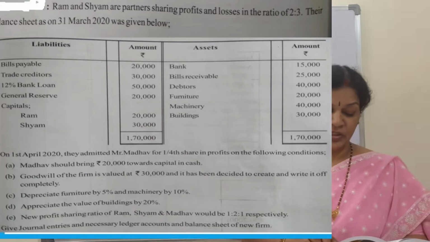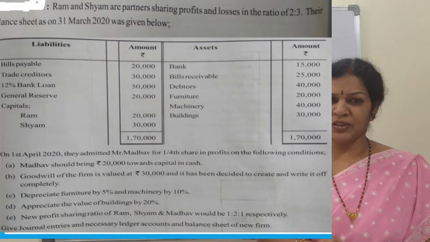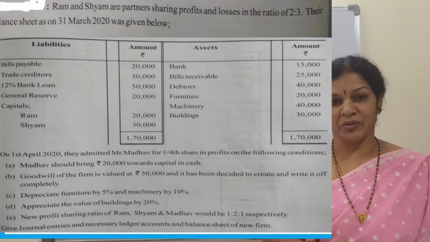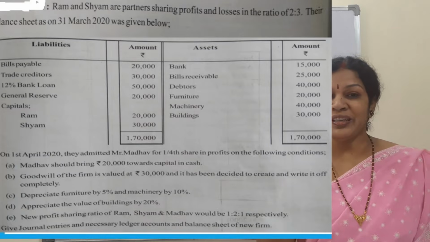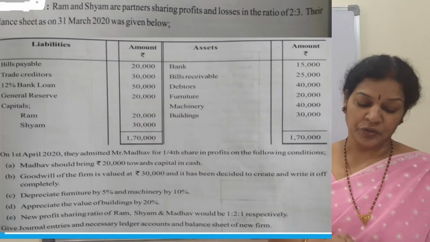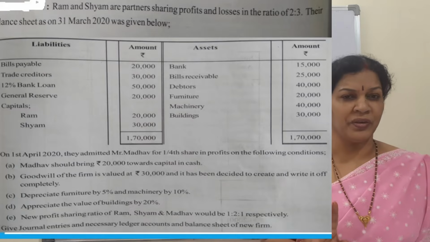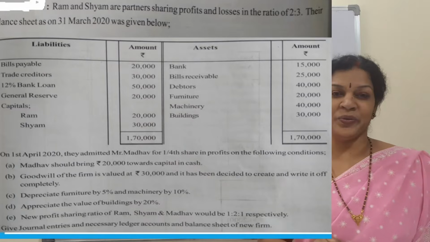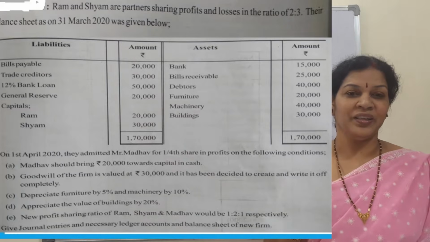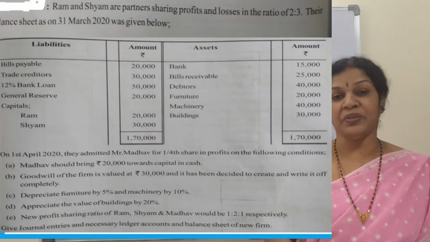Now the third point is depreciate furniture by 5% and machinery by 10%. Both will come from the revaluation account, debit side. Appreciate the value of the building by 20%. This is also the revaluation account, credit side, because of appreciation. Next, the new profit sharing ratio of Ram, Shyam and Madhav would be 1:2:1 respectively. Why is the new profit ratio given? To write off the goodwill. This we are going to use to write off the goodwill. Okay. And give the journal entries, necessary ledger accounts and balance sheet of the new firm.